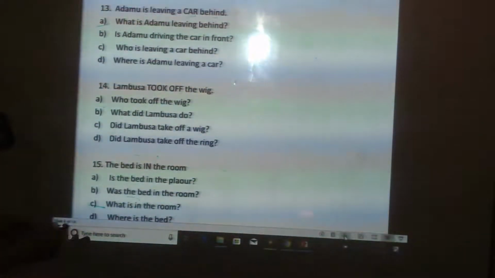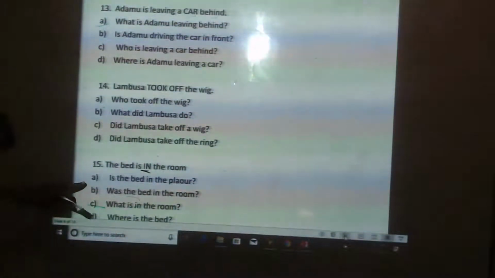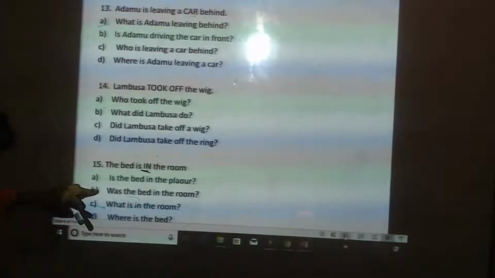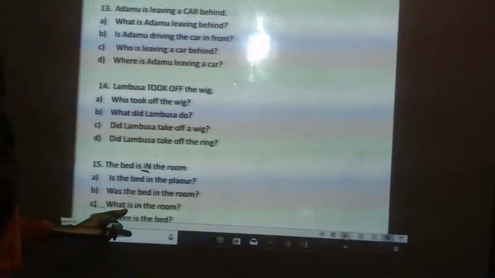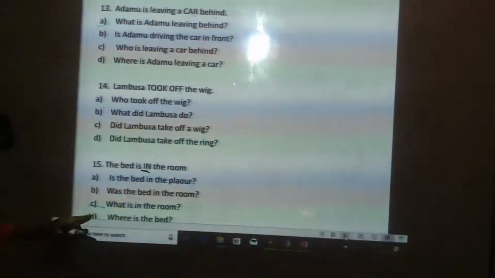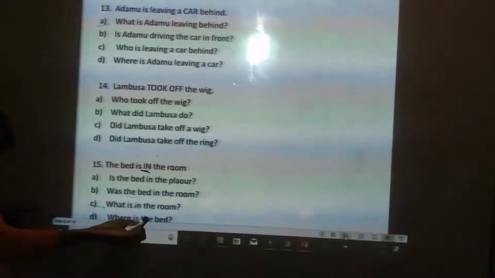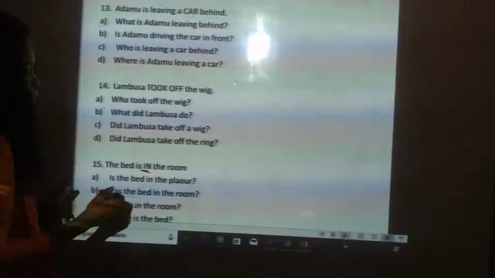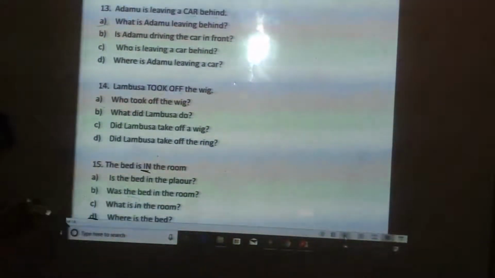15, we have, the bed is in the room. The options are A, is the bed in the parlor? B, was the bed in the parlor? C, what is in the parlor? D, where is the bed? Therefore, where is the bed answers the question. The bed is in the room. Therefore, D is the right answer.